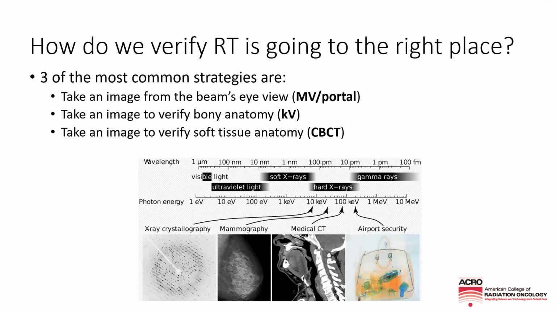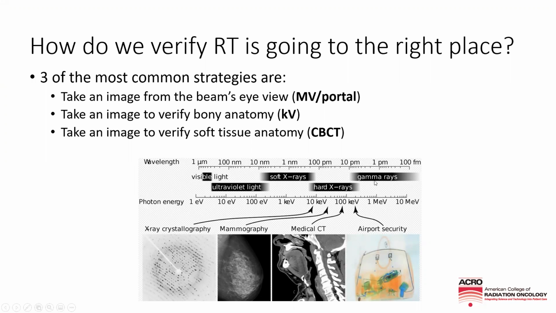So what techniques do we use for IGRT? Today, we'll review three of the most common. These consist of MV or portal images, KV images, and cone beam CTs. The MV and KV refer to the energy level of the photons used to generate the images.